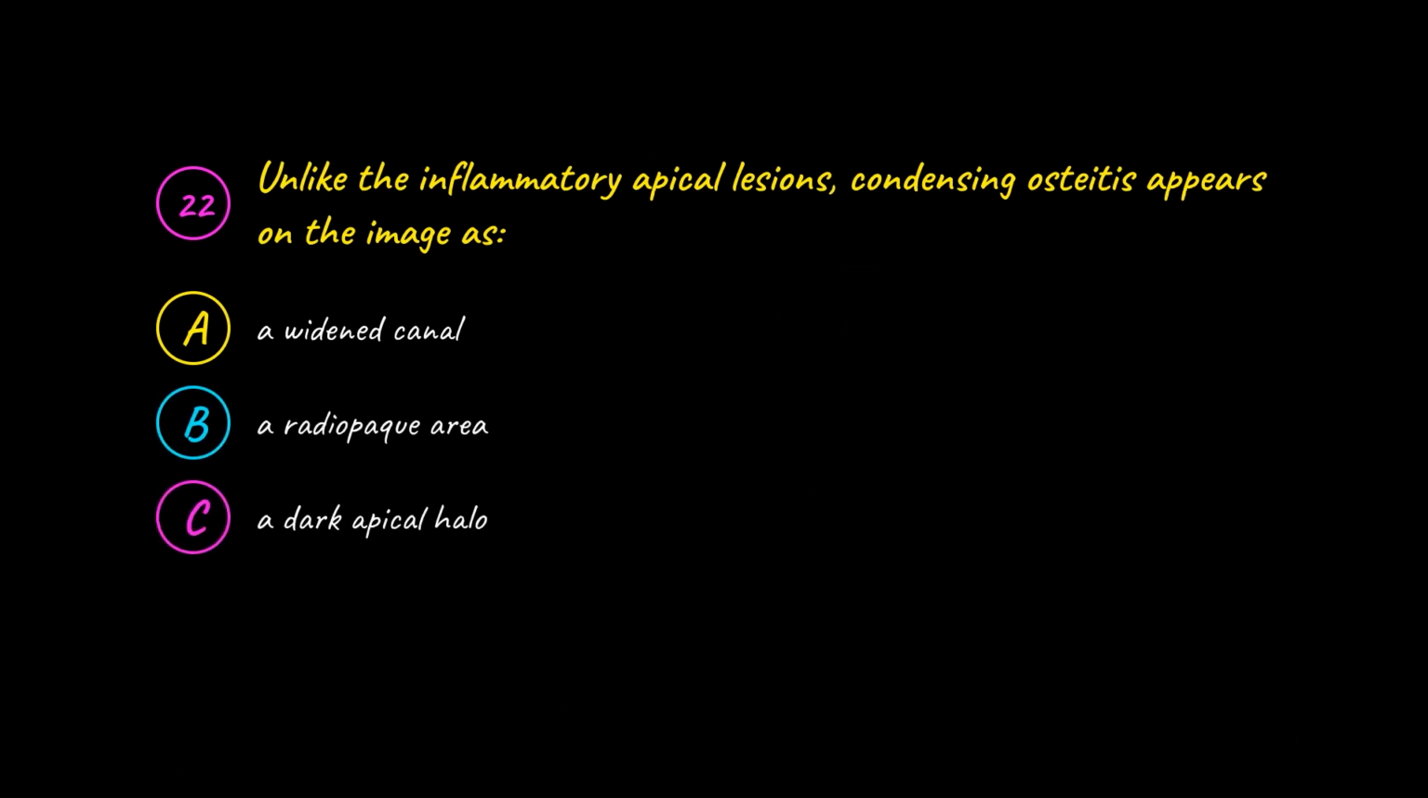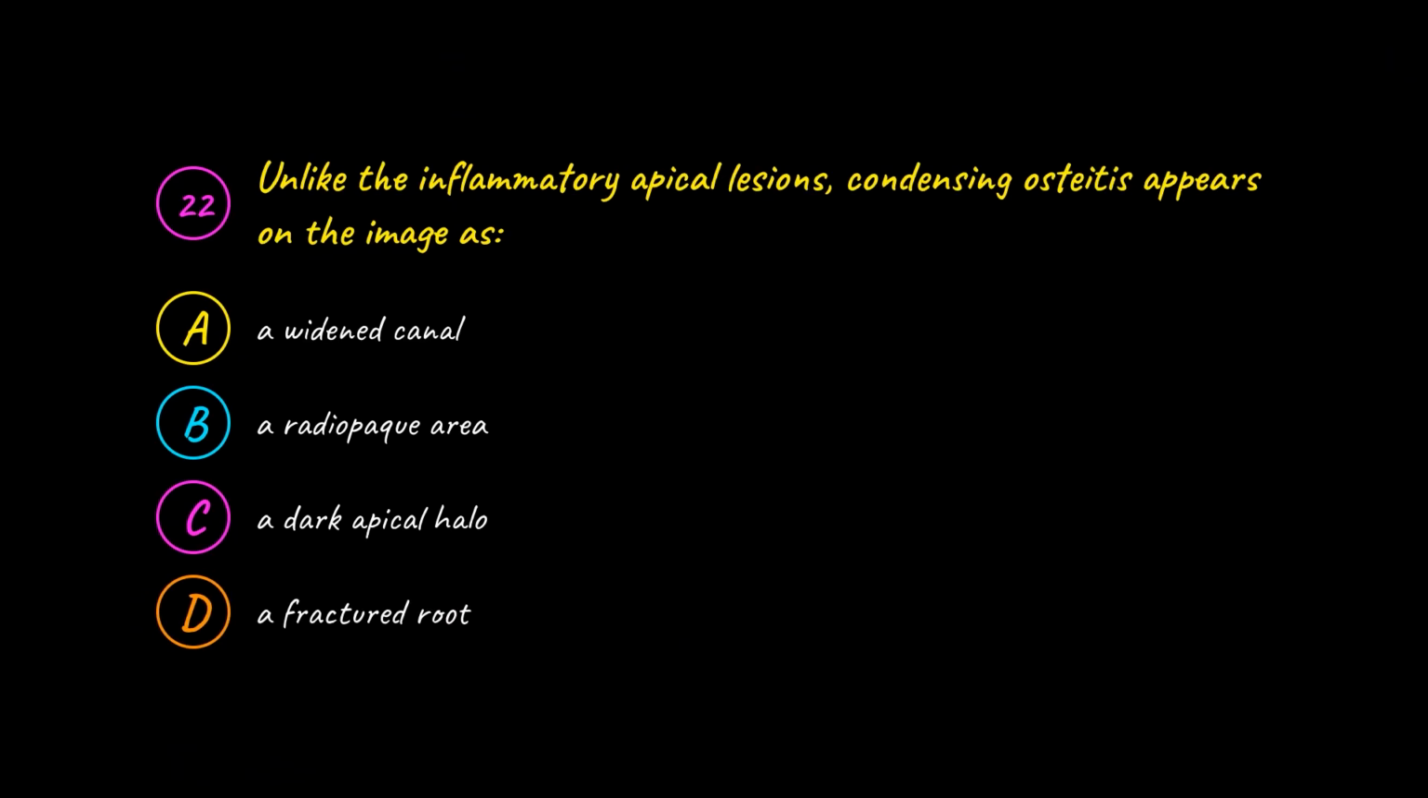Question 20. Unlike the inflammatory apical lesions, condensing osteitis appears on the image as. Your options are A, widened canal; B, a radiopaque area; C, a dark apical halo; D, a fractured root. Which would you go with? Lock it in before the reveal.